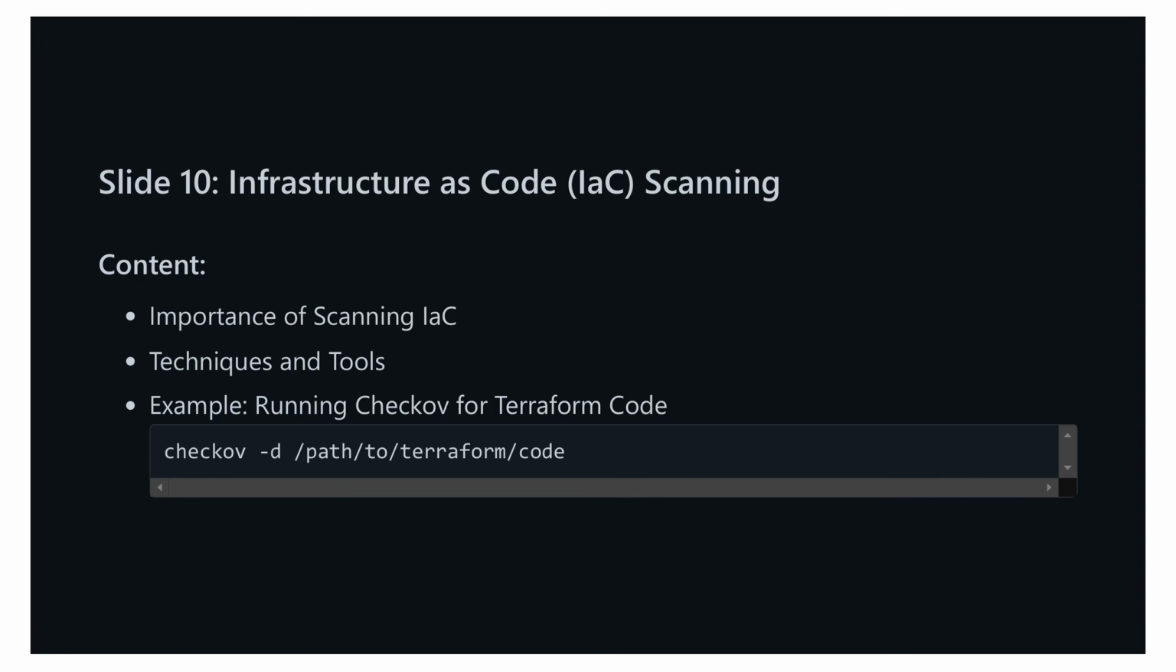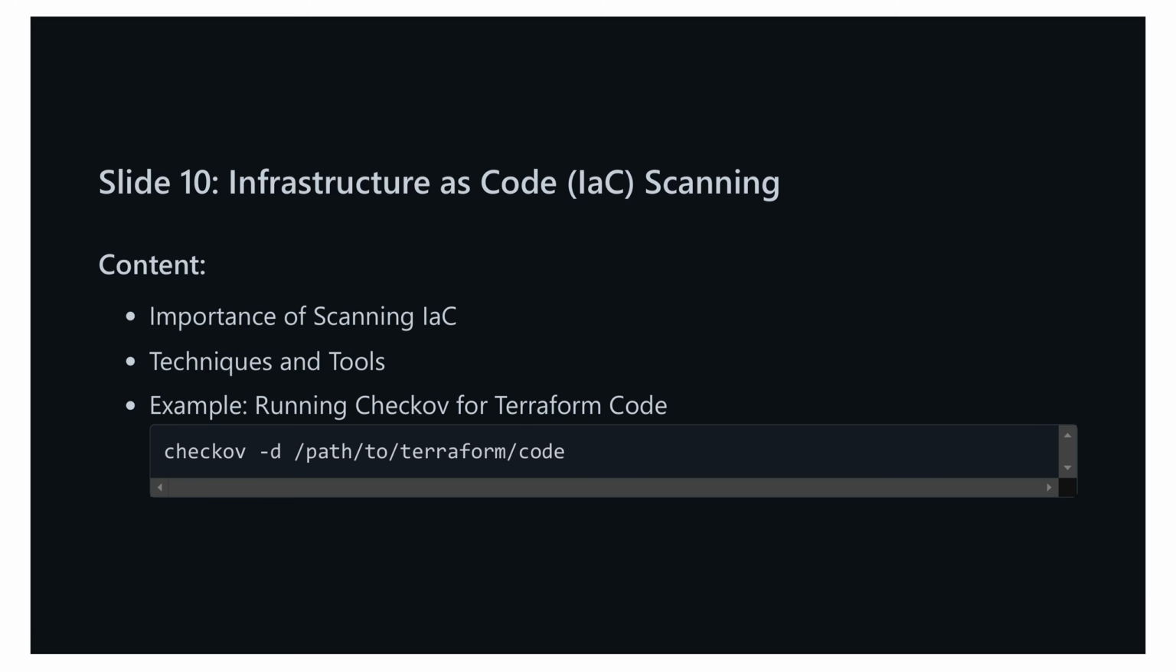Now that we've discussed static application security testing, or SAST, and explored how to use tools like Bandit for Python code, let's move on to our next essential topic, infrastructure as code (IaC) scanning. Infrastructure as code is a key practice in modern DevOps, allowing you to manage and provision computing infrastructure through machine-readable files rather than physical hardware configuration or interactive configuration tools. This makes it crucial to ensure that your IaC templates are free from security vulnerabilities and misconfigurations.